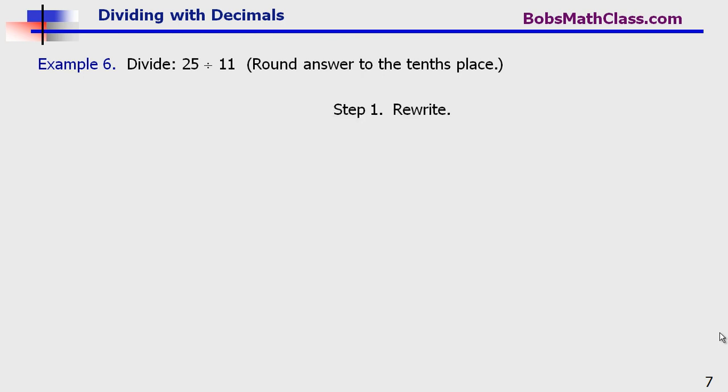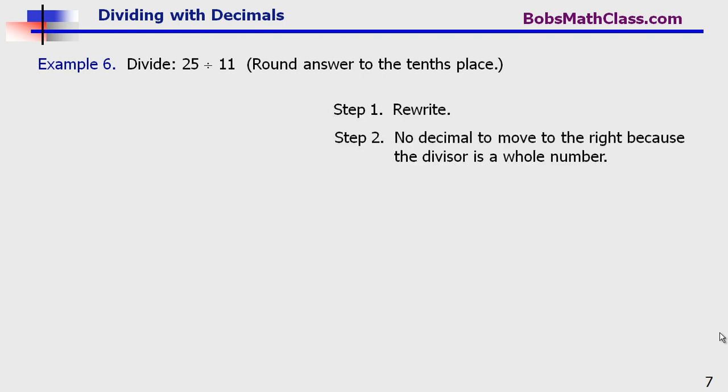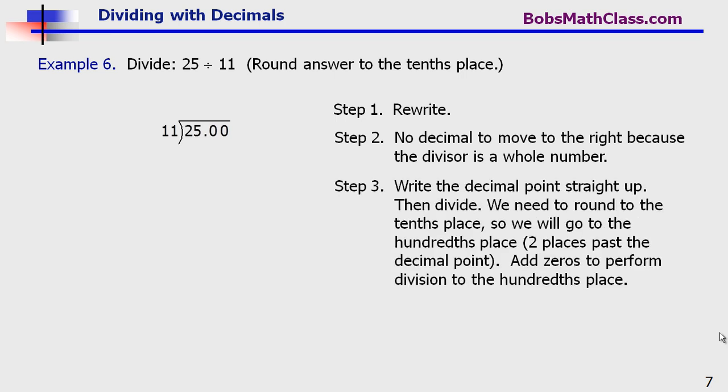Okay, let's rewrite it. Remember, second number first. And we don't have to move the decimal point over because the divisor is a whole number. So we can bring our decimal point straight up.